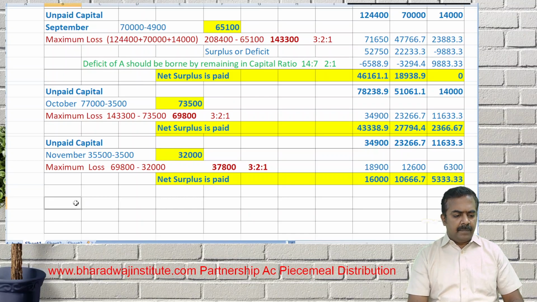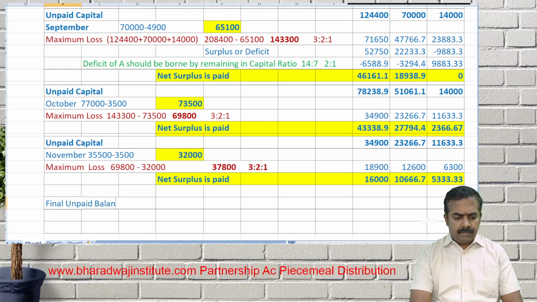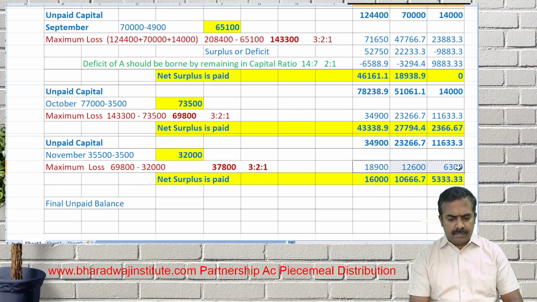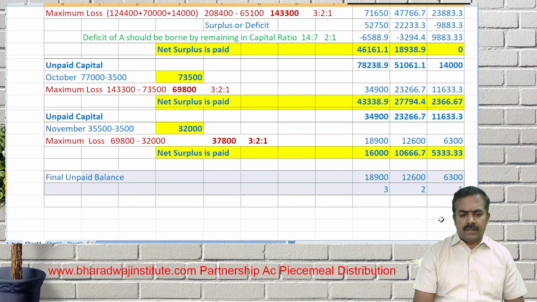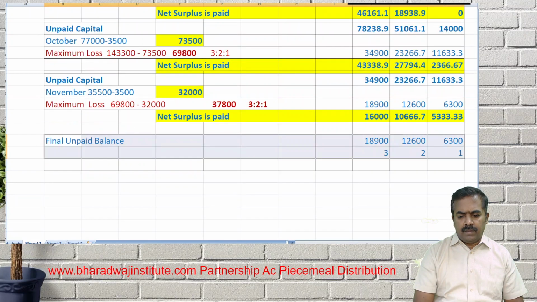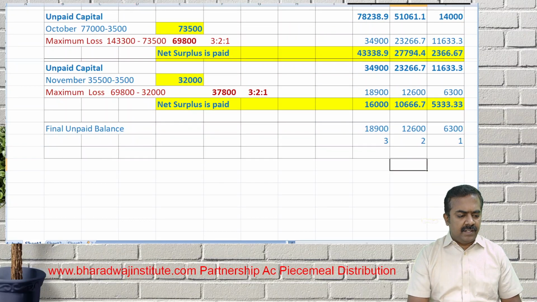Then final unpaid balance. What is the final unpaid balance? This will be in which ratio? 3:2:1 ratio. The final unpaid capital will be in which ratio? Profit sharing ratio.